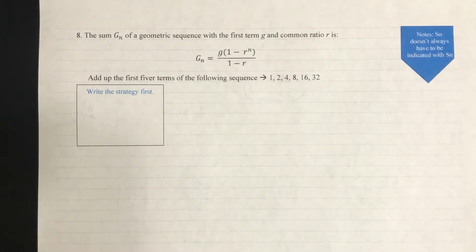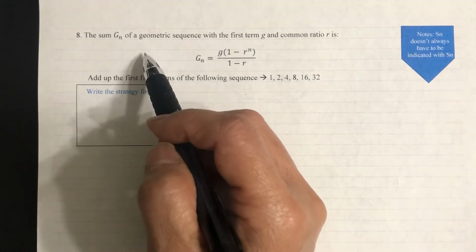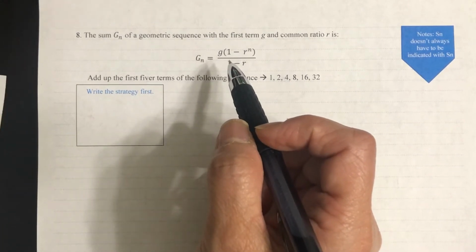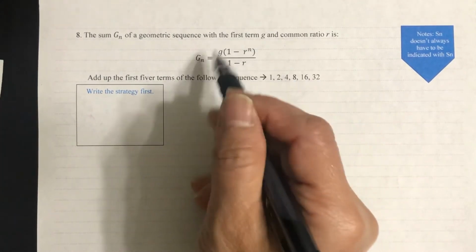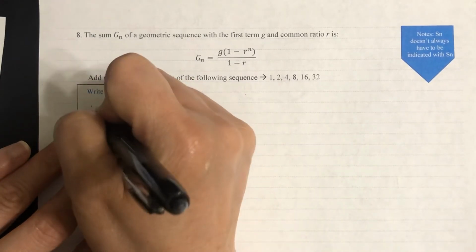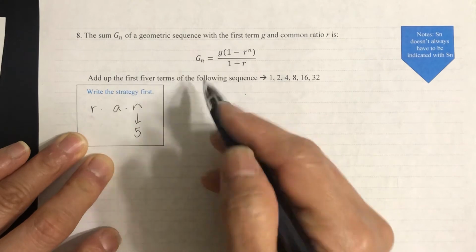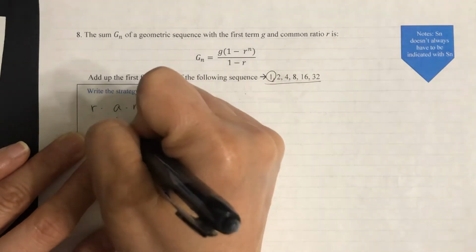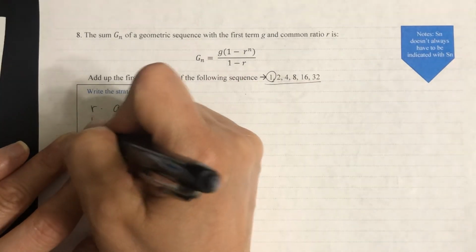Number 8. Let's see number 8. The sum G_n of a geometric sequence with the first term G and common ratio r. Add up the first 5 terms, so n is 5, of the following sequence. The first one is given, which is 1. The ratio, 2 divided by 1, is 2.